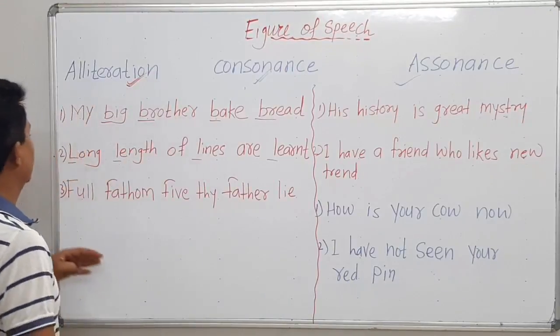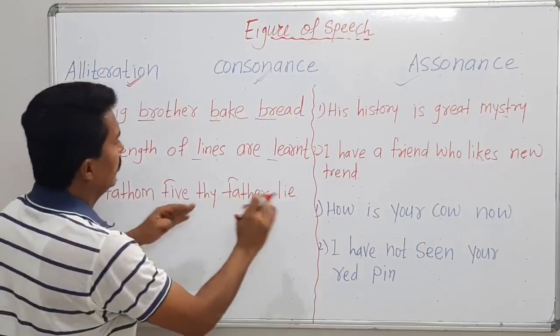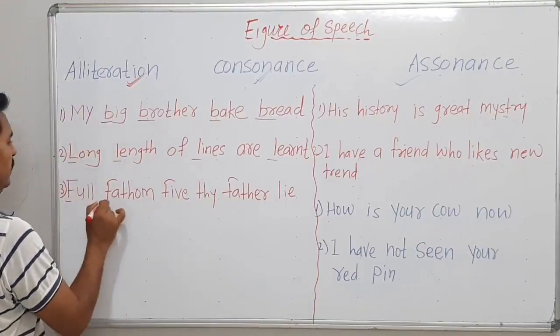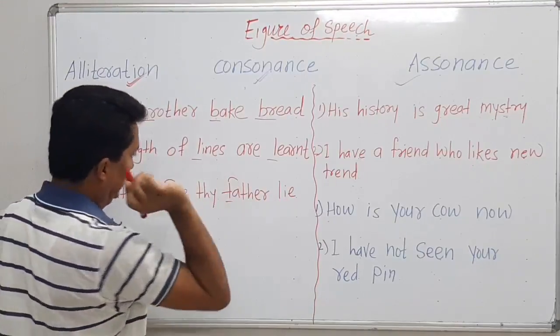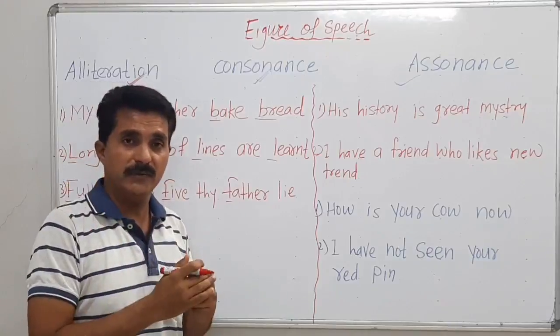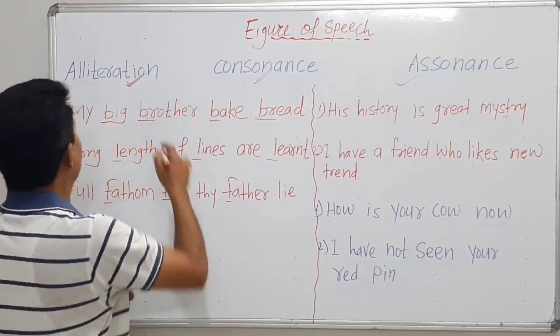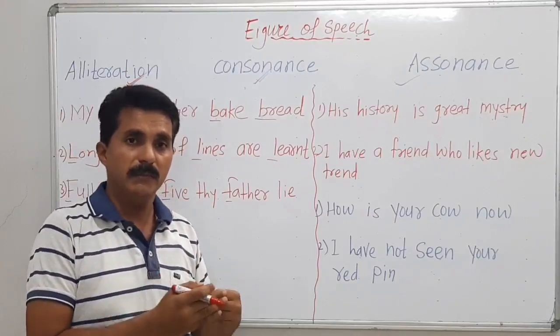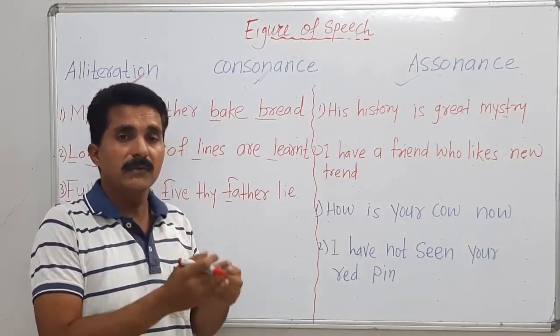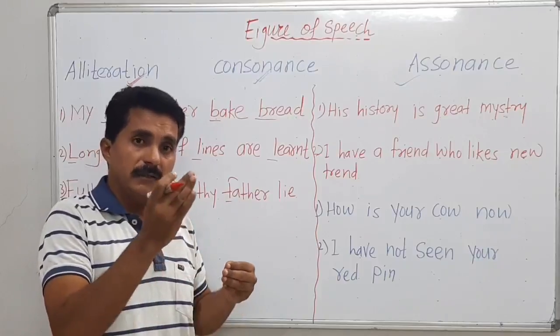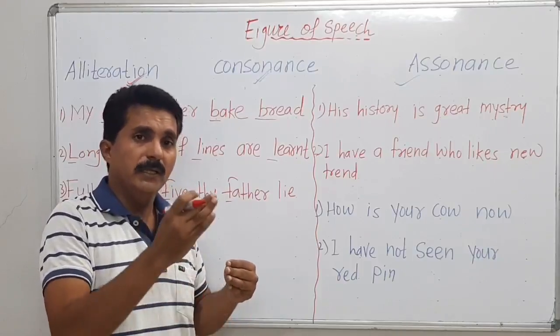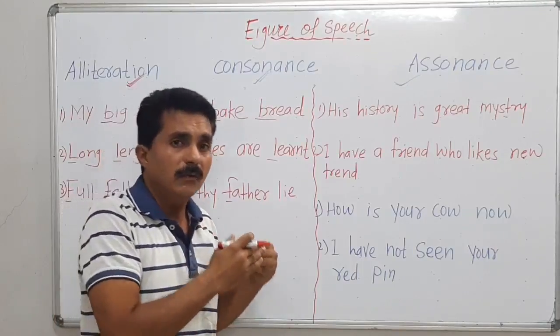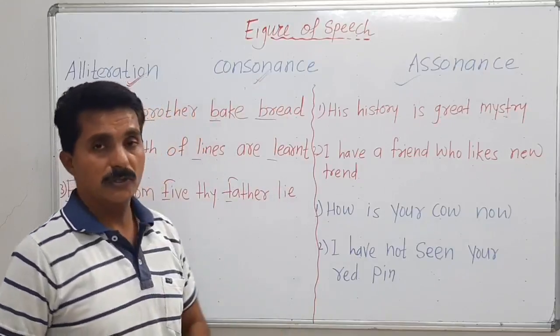We will take one more example. Full fathom five thy father lie. These f sounds are repeated several times, therefore the figure of speech is alliteration. The only important thing that we should remember is that the sound that is repeated continuously should be in the beginning of the word.